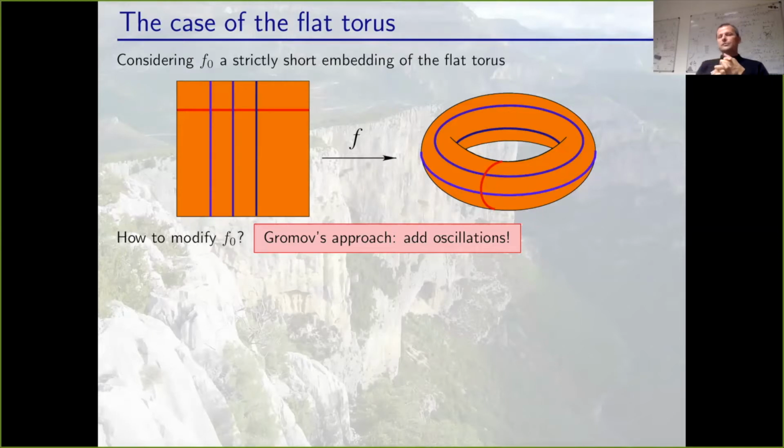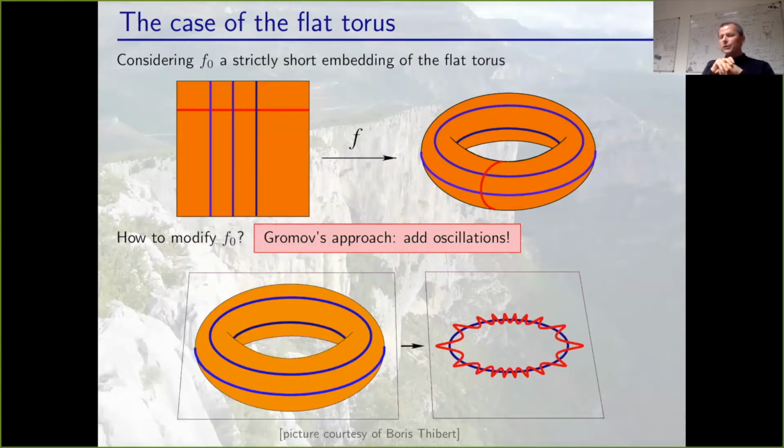So Gromov introduced a very general approach, which in my very naive words can be formulated by saying that you just have to add oscillation, but oscillation very carefully. So again, one more picture. Here, one of these curves is too small. So what you can do is to perturb a little bit your embedding in order to increase the length. So here you come back to the hypothesis that F0 was strictly short, that is, all the curves were strictly shorter than the expected length. So you are allowed to increase the curve a little bit and get closer to the target length. Okay, so this is the very vague idea.